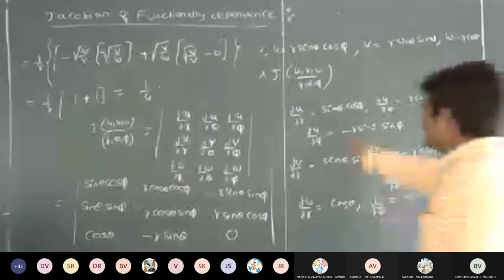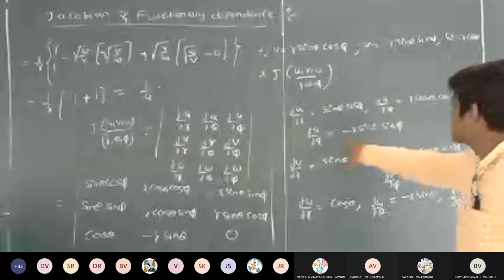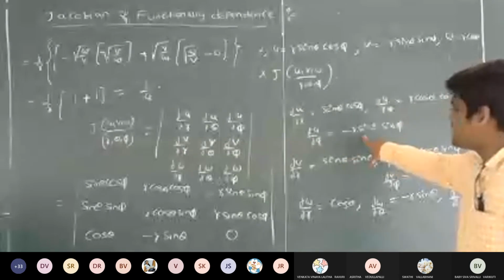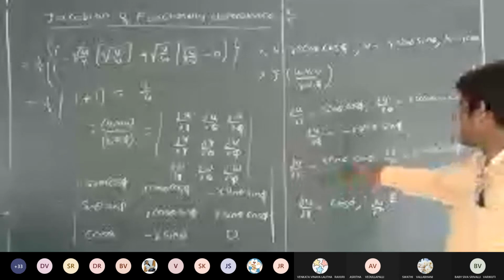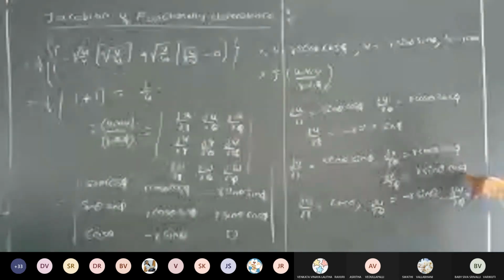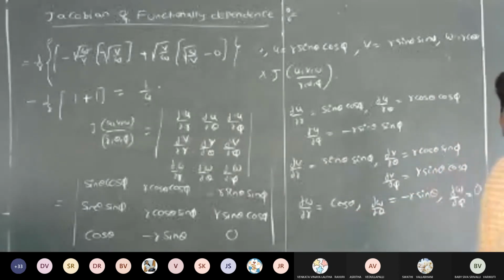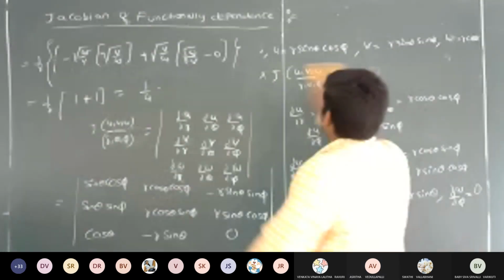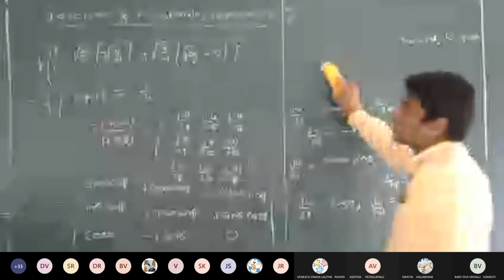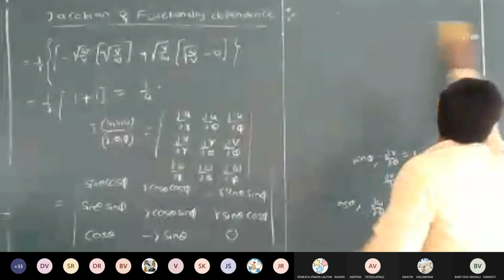So now it is clear, I think. The first row is sin theta cos phi, r cos theta cos phi, and minus r sin theta sin phi. Next is sin theta sin phi, r cos theta sin phi, and r sin theta cos phi. Next is cos theta, minus r sin theta, 0. So now it is clear, everything. Yes, sir. Now you have to simplify this one, then you will get the required value. So the first Jacobian value is 1 by 4. So we will see what the second Jacobian value is.